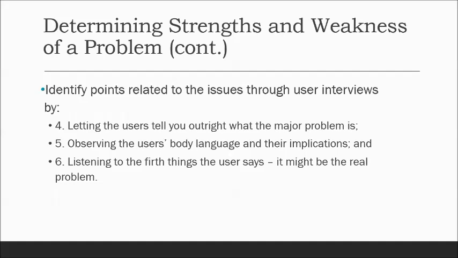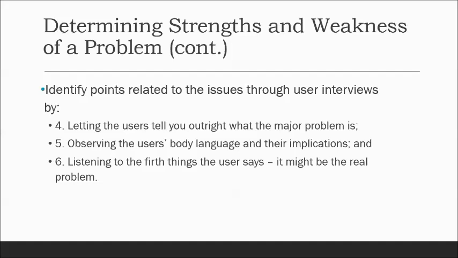And number 5 is observing the user's body language and their implications. Sabi nga natin, we usually communicate with our peers, okay, with our colleagues, with our staff, through pwedeng oral, sasabihin natin yung problema, or pwedeng written, okay, i-report natin siya, or pwedeng verbal, okay, body language, non-verbal, yan.